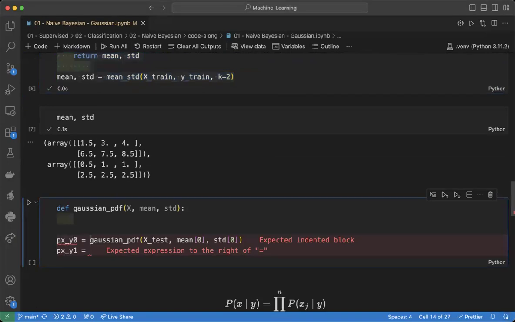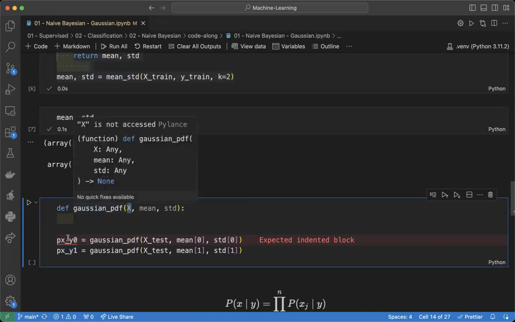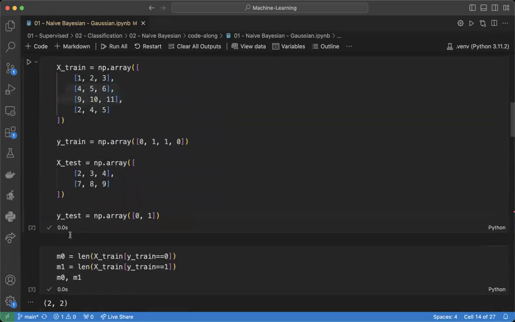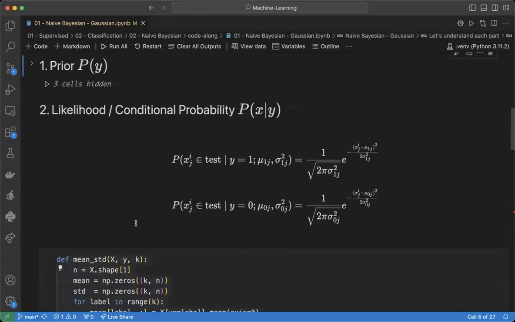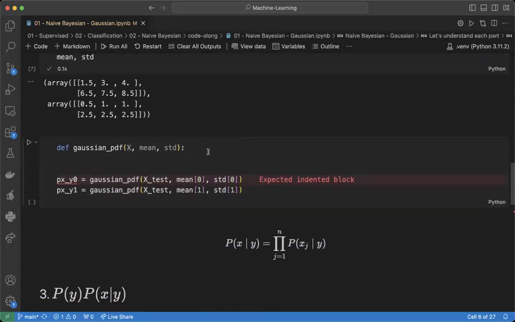So similarly, I have to send in mean 1 and standard deviation 1. So now I will have two probabilities, p of x given y0 and p of x given y1. If I compare them, I should be able to know which one has a higher probability for this given x. But of course, I need to multiply by p of y first, according to naive Bayes, and then we can compare accordingly. Again, we can ignore p of x because it is the same anyway, so we can just cancel it when we compare.